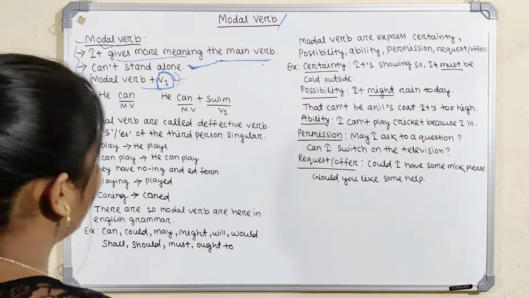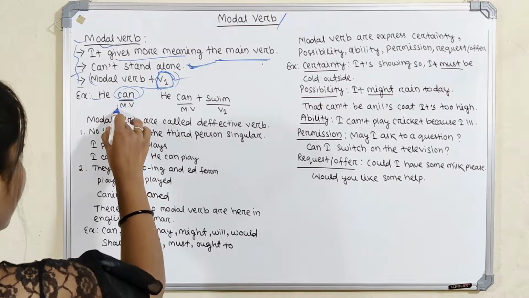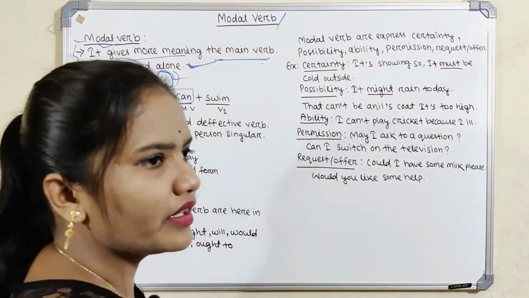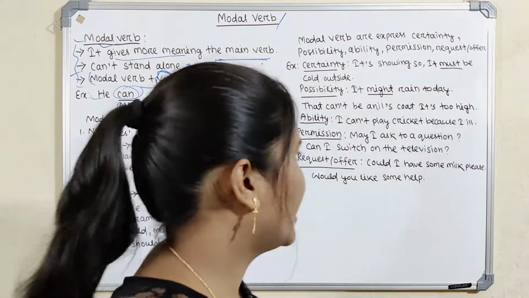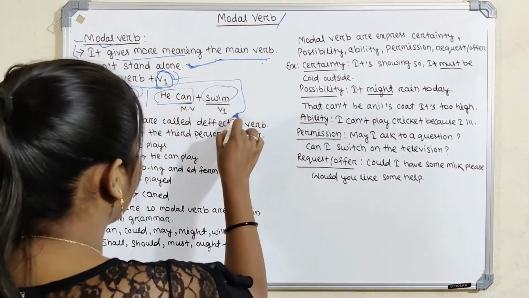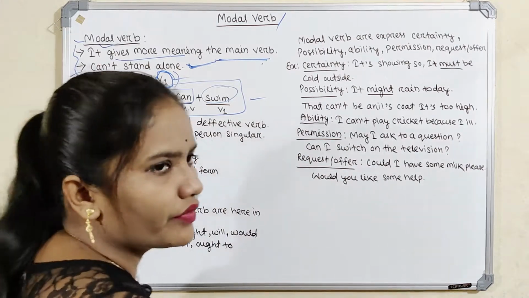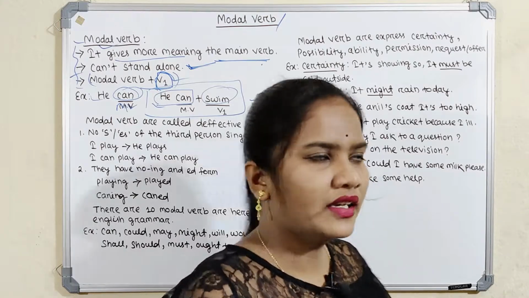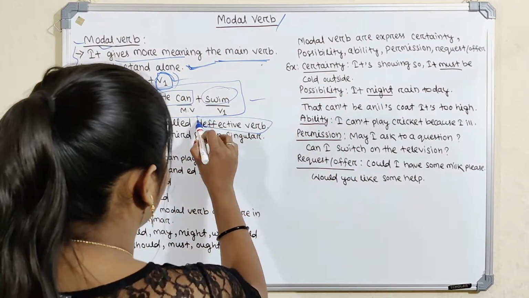So let's take an example. He can. Can is the modal verb. But "he can" doesn't have any meaning; we cannot understand it. But when we add a main verb, swim, we understand "he can swim", which is the complete meaning. So a modal verb cannot stand alone; it needs a main verb so that it has a complete meaning.